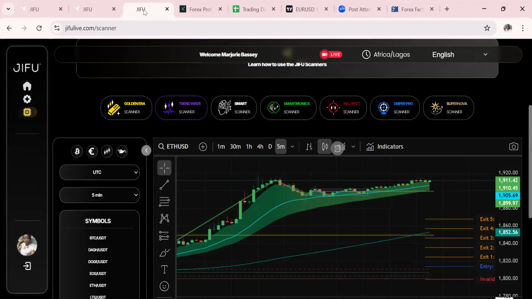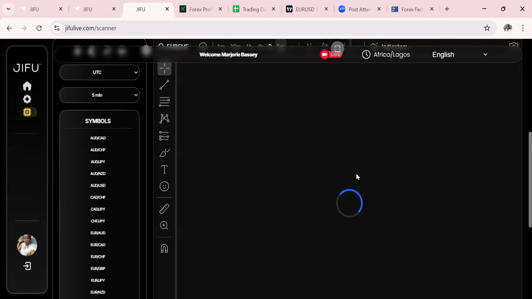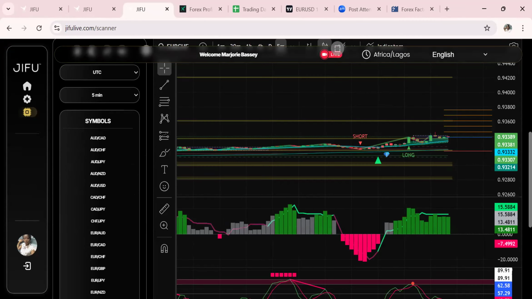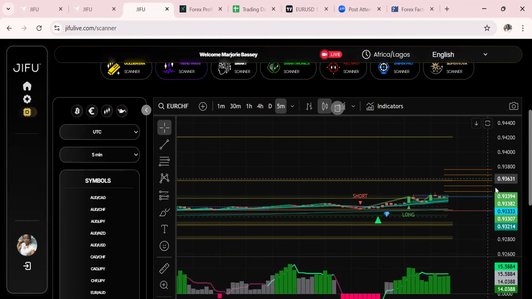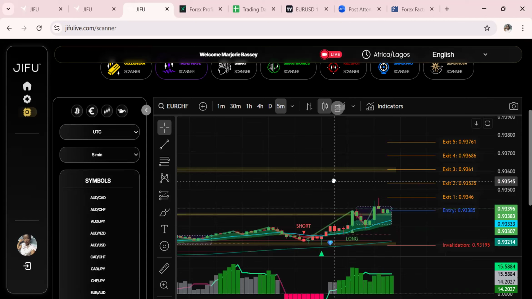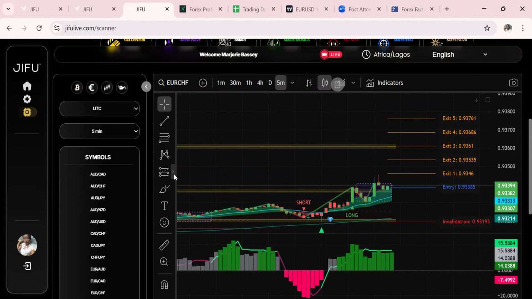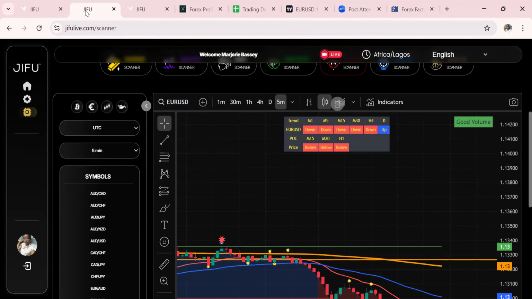Okay, so you said we should look at Euro CHF. Let's look at Euro CHF on Trend Wave first. We are using the Trend Wave and Kill Shot strategy on the 5 minutes time frame. So this is Euro CHF and it's saying a buy, and it's actually at entry. And let's see the scanner.